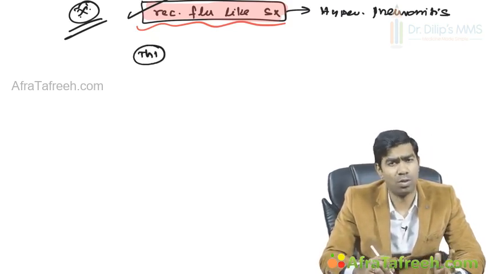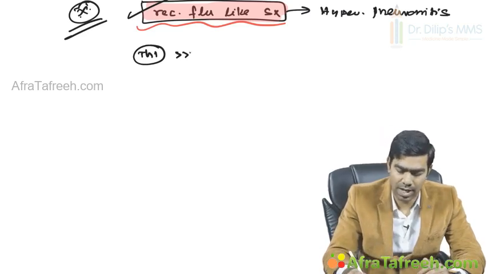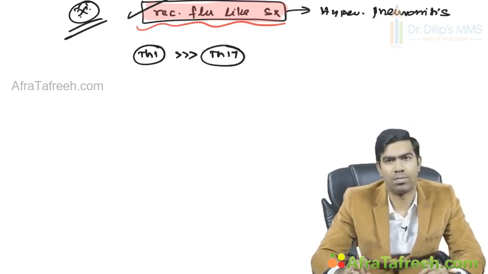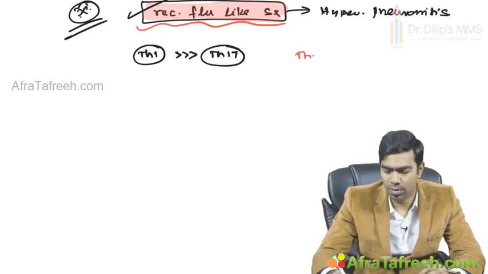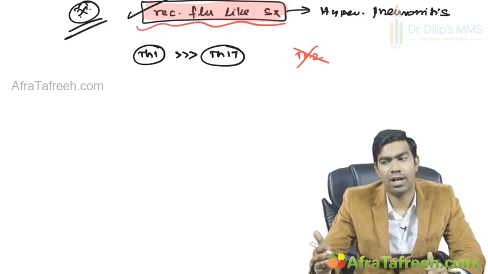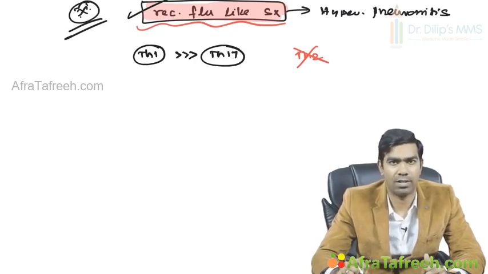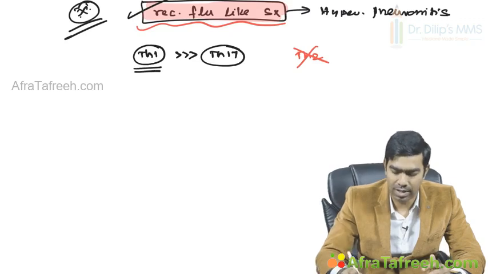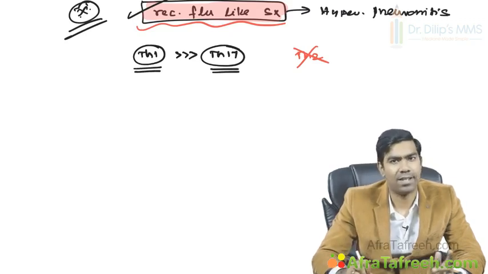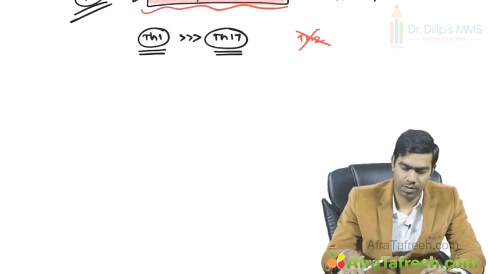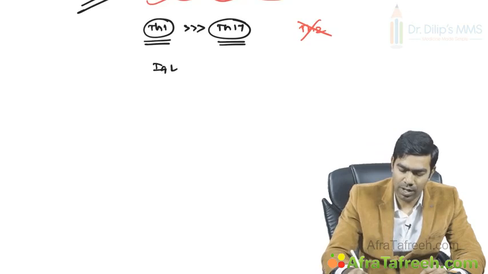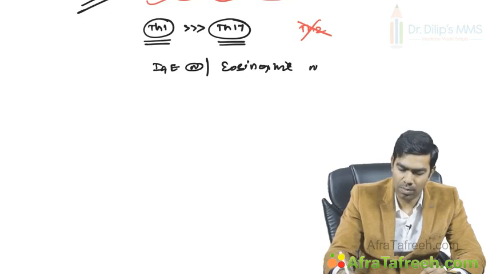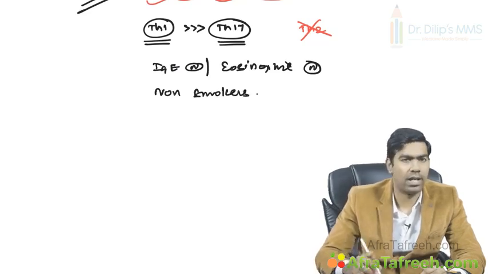Th1 response is most important for developing hypersensitivity pneumonitis, along with a Th17 group of response. Clear? There is no Th2 response, because Th2 response is involved in type 1 hypersensitivity reaction, that's IgE and eosinophil mediated reaction, but it's not involved here. It's either a Th1 or a Th17 mediated reaction. Fine. At the same time, I told you IgE levels must be normal, and in this disease, eosinophil levels will be normal as well. And typically, this disease is going to target the non-smokers more than the smokers.